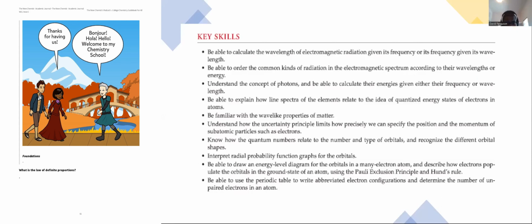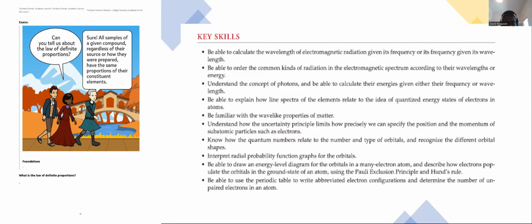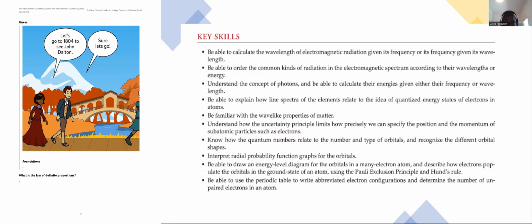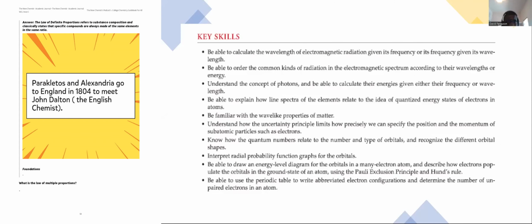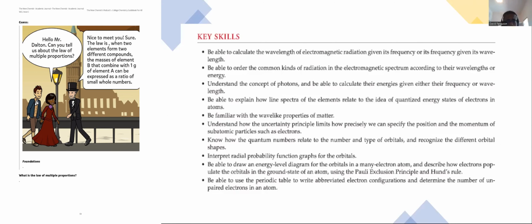And we understand the concept of photons because Einstein described how energy in EM radiation is quantized and exists in particles, or quantized amounts, called photons. I want you to understand and explain the emission spectra, and the Bohr model coincides well with that. I want you to be familiar with the wave-like properties of matter, and de Broglie's ideas coincide well with that.